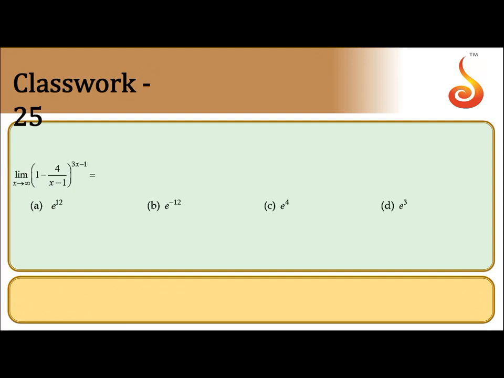Coming to the next one. The limit of 1 minus 4 divided by x minus 1, to the power of 3x minus 1, as x tends to infinity. Of course, x tends to infinity is the same as x minus 1 also tends to infinity. The exponent is 3 times of x minus 1 plus 4.